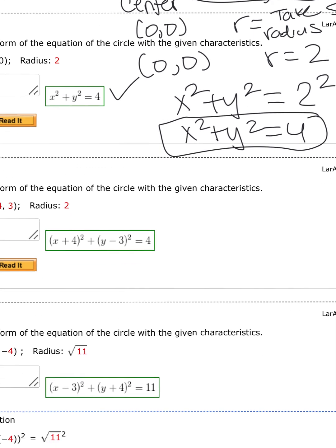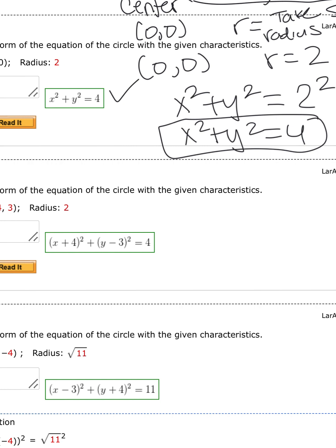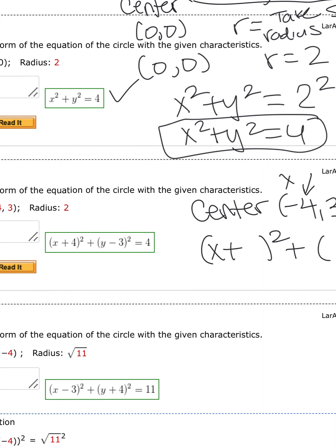All right, number 2 is very similar, but we can always have transformations inside of our center. For example, if my center is at negative 4, 3, and the radius is 2, then where I have my squareds, this will represent the x, and so I would have an x plus 4 here. This represents the y, and so I'll have a y minus 3 there. And so my signs just change when I put them back into the equation. So I end up with x plus 4 squared plus y minus 3 squared equals 4.